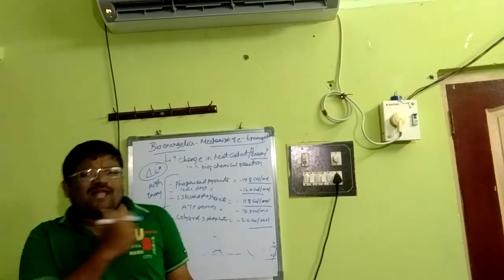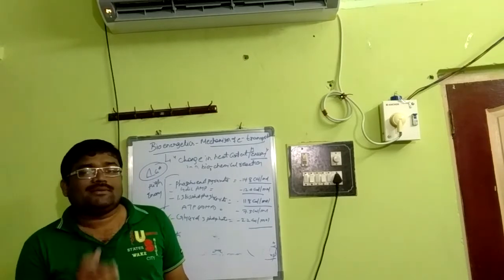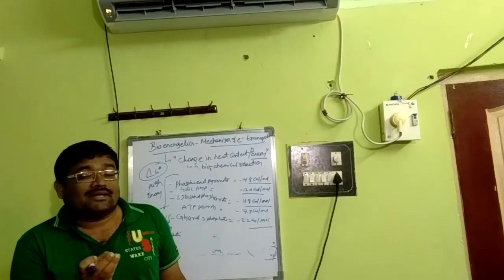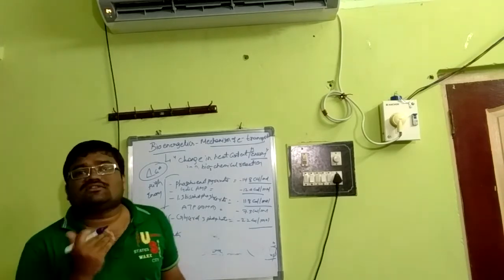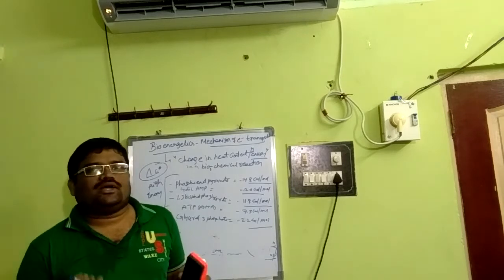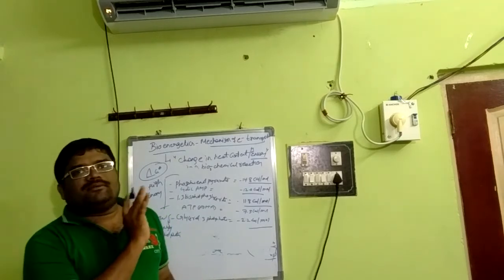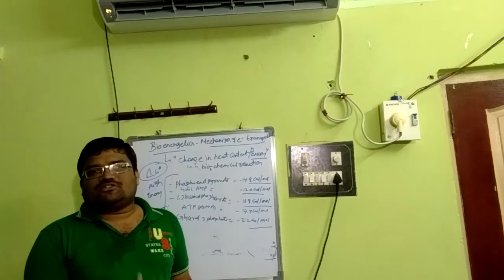So these are far better than the regular currency of ATP, which is just minus 7.3 calories per mole. And low energy phosphates like glycerol 3-phosphate have only minus 2.2 calories per mole. Okay, this is about different basic aspects of bioenergetics.